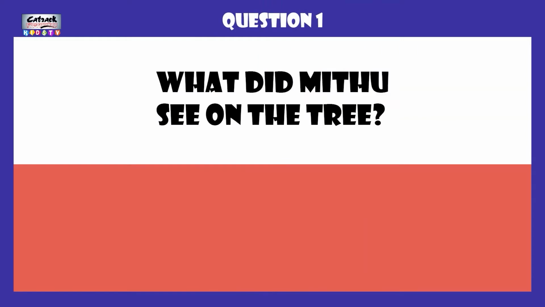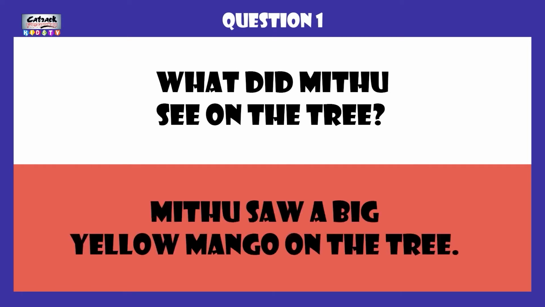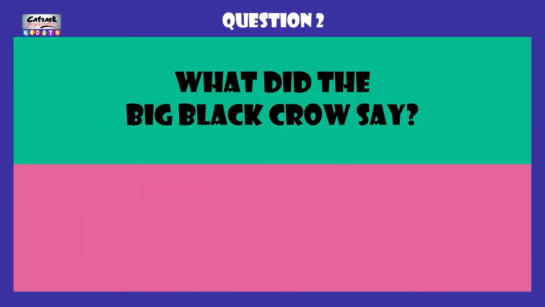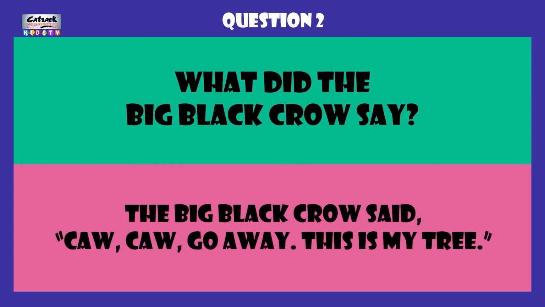Question 1. What did Mithu see on the tree? Answer. Mithu saw a big yellow mango on the tree. Question 2. What did the big black crow say? Answer. The big black crow said, Caw, caw, go away.